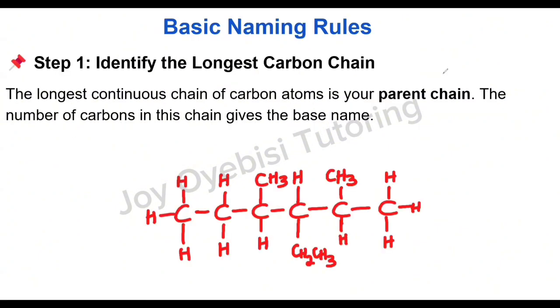Step 1, identify the longest carbon chain. The longest continuous chain of carbon atoms is your parent chain, and the number of carbons in this chain gives the base name. So for this example, the longest continuous chain is this.